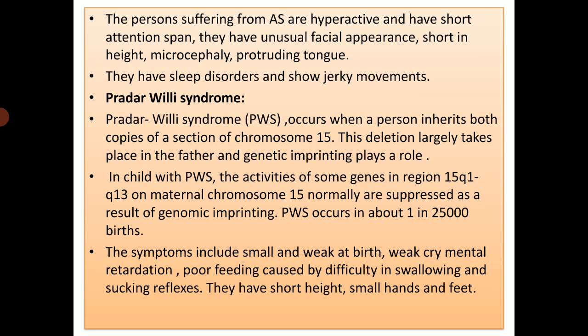What are the symptoms of this Prader-Willi syndrome, which include small and weak at birth, weak cry, mental retardation, poor feeding caused by difficulty in swallowing and sucking reflexes. They have short height, small hands and feet. Okay, so these are some of the symptoms of these two syndromes. That is the Angelman syndrome, and this is the Prader-Willi syndrome.